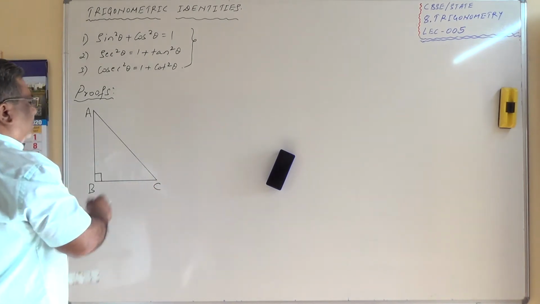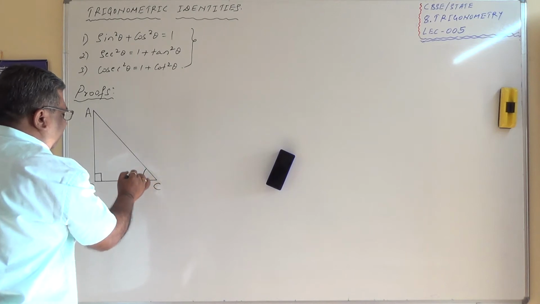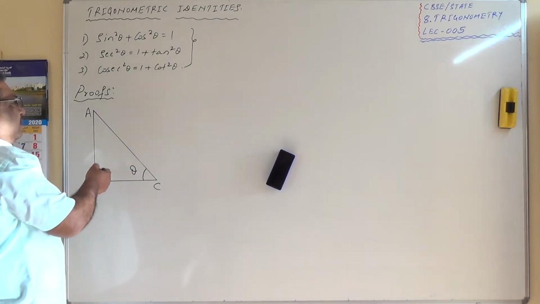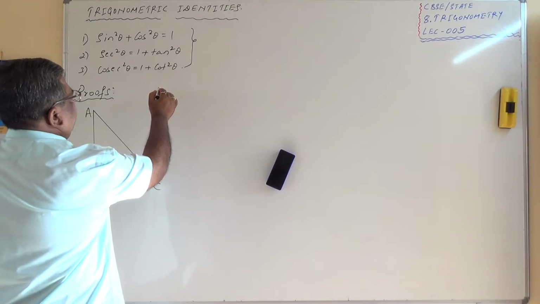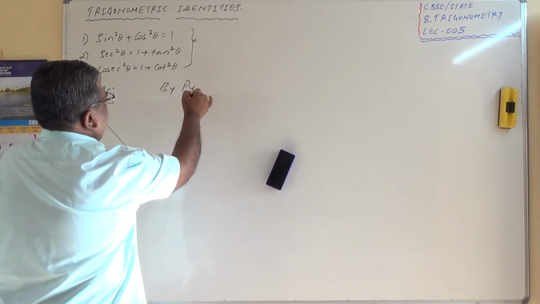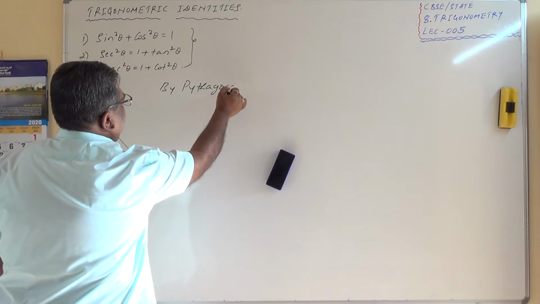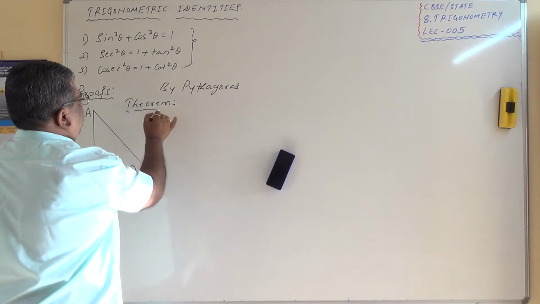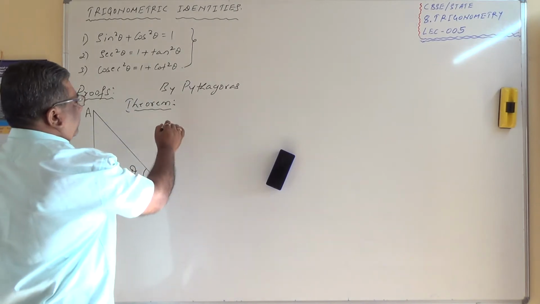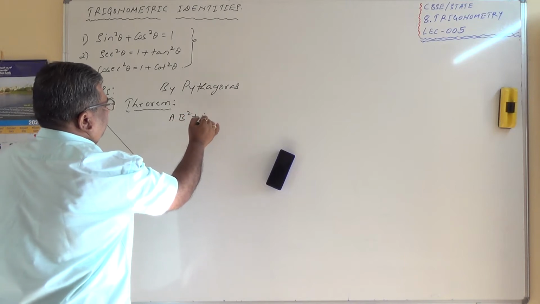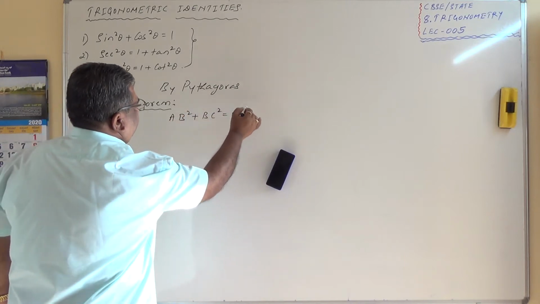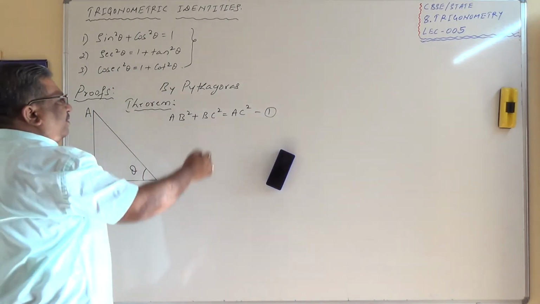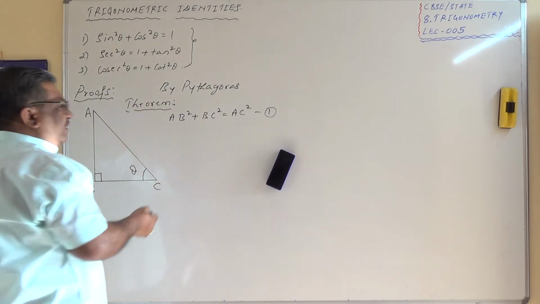And here this theta is this side, this is the reference angle theta. Let it be there as it is. Now in this triangle, by Pythagoras theorem, we have AB square plus BC square equals AC square. Mark this 1. Now I will divide this whole equation by AC square on both the sides.